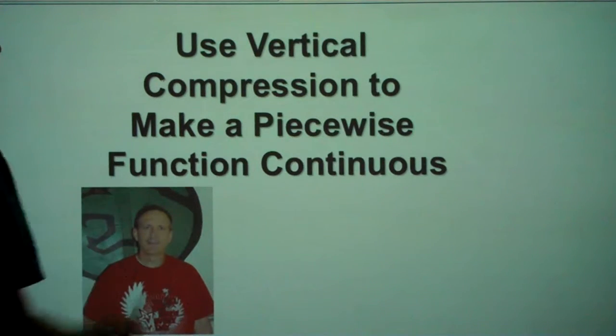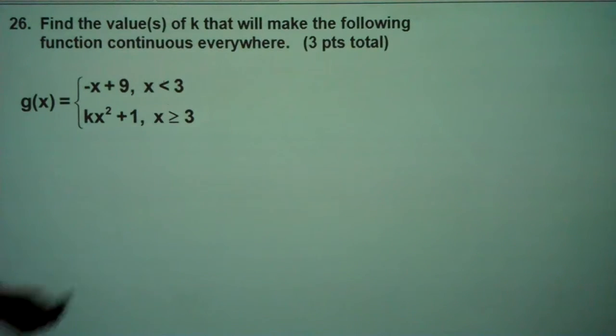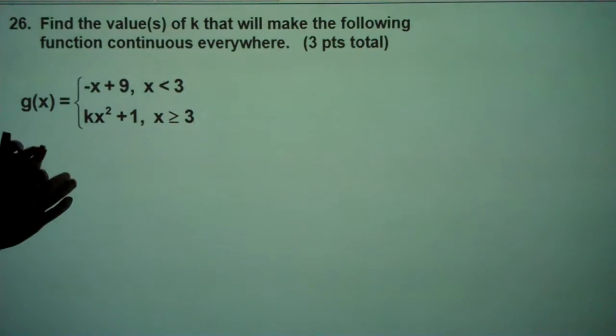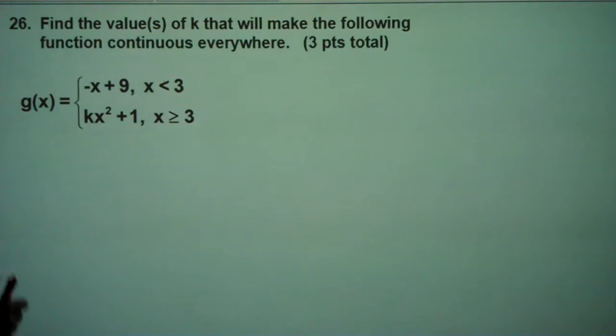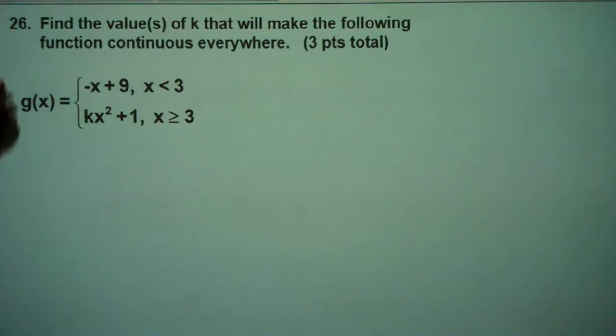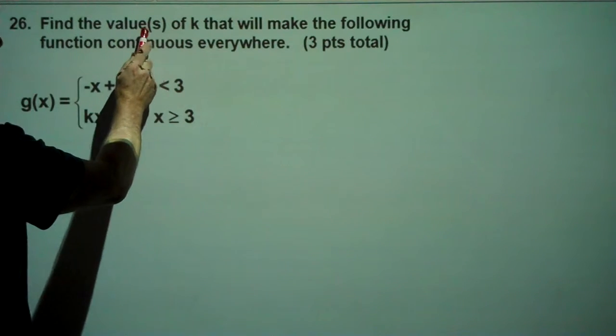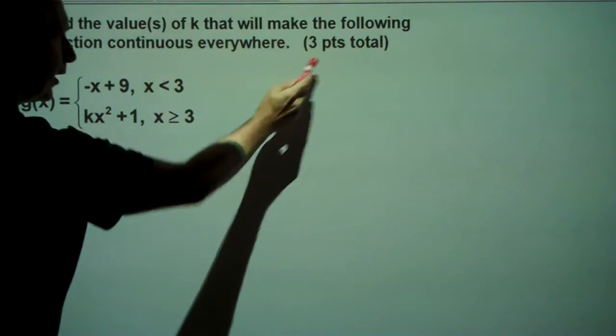Use vertical compression to make a piecewise function continuous. I really like this problem we had recently on a calculus test because the problem represents a bridge between pre-calculus, what we're studying now, graphical transformations, and what we've recently studied in calculus, which is principle of limits. The problem: find the value or values of k that will make the following function continuous everywhere.